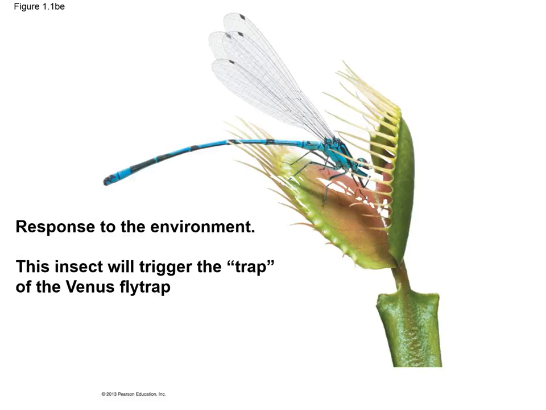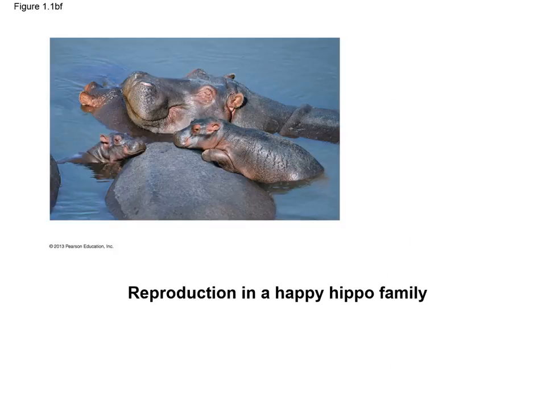Response to the environment. This insect will trigger the trap of the Venus flytrap. The Venus flytrap is a plant, but it also shows a response. When it's triggered, the trap will close on the insect. Here we see a happy hippo family.